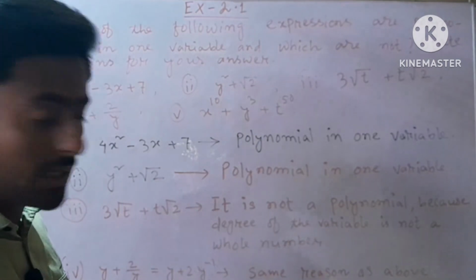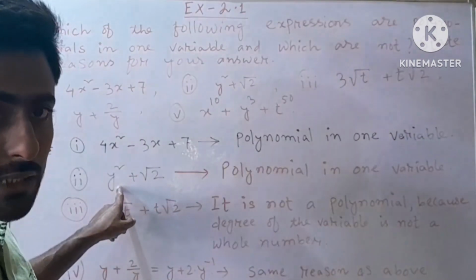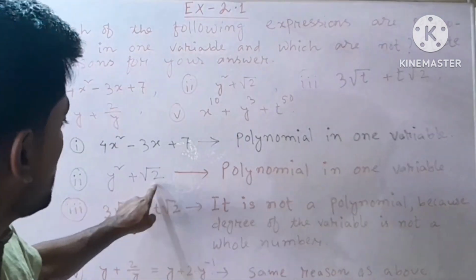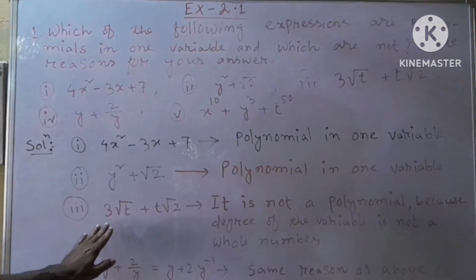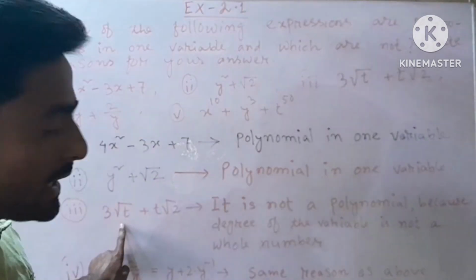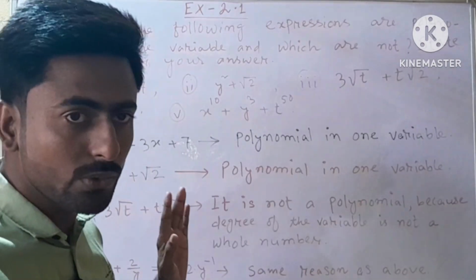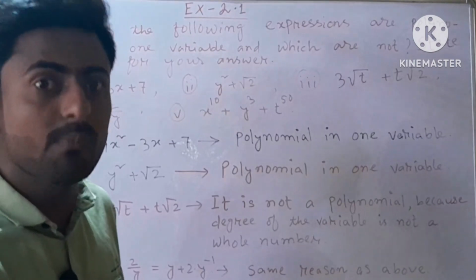Next, Roman number 2, you see y square plus root over 2. Here 2 terms are there. So variable is only one, that is y. So therefore this will be a polynomial in one variable. Next, you see Roman number 3. Here given 3 root over t plus t root over 2. Students, Roman number 3 is not a polynomial.